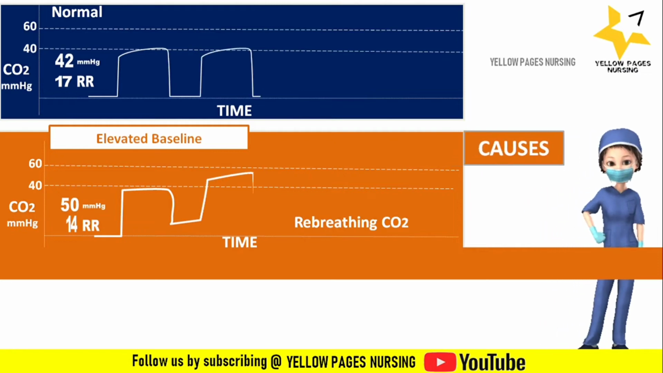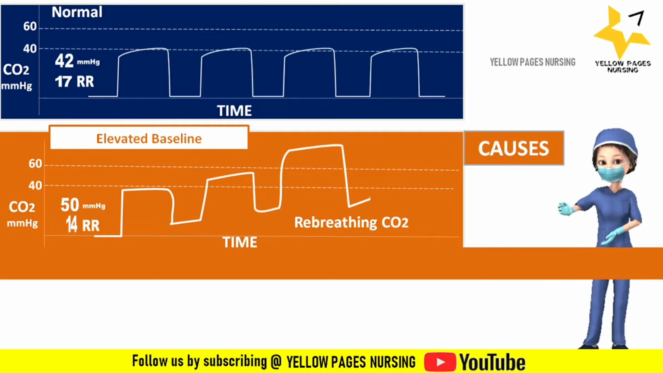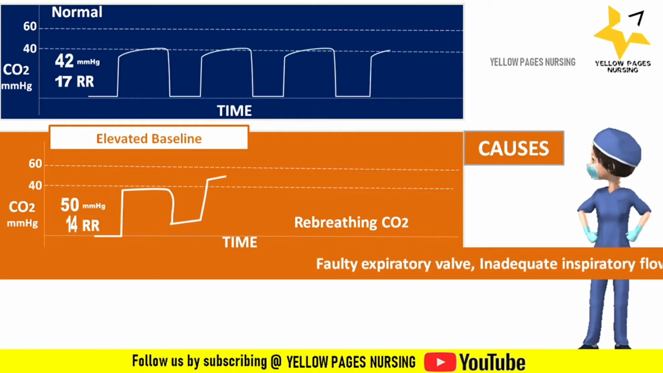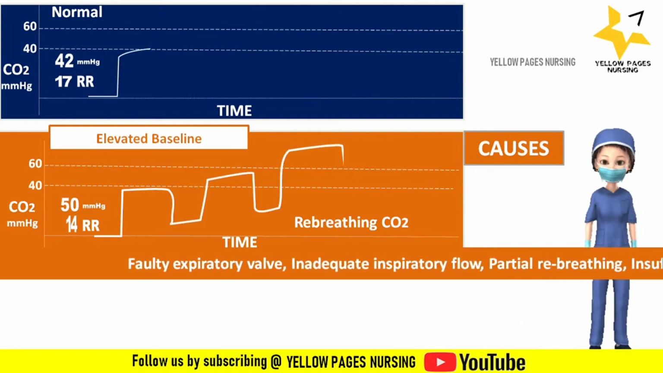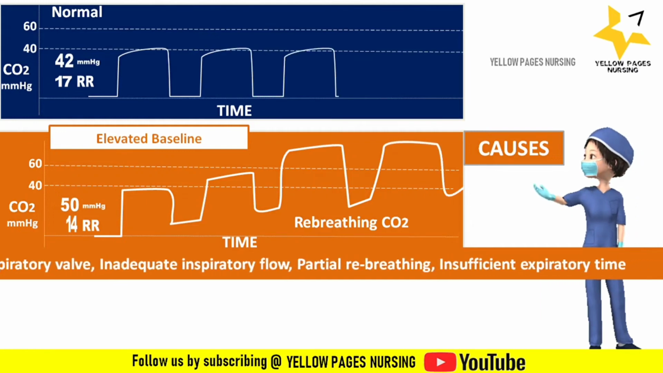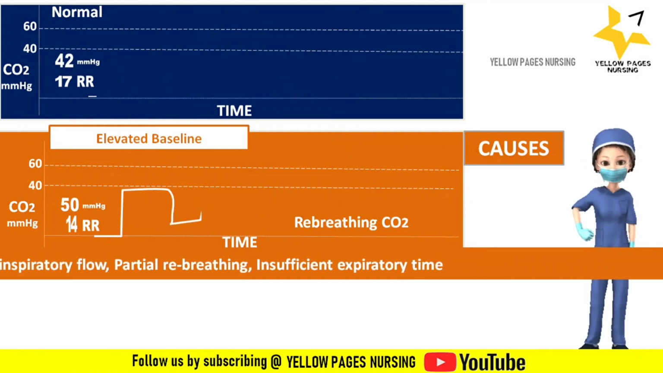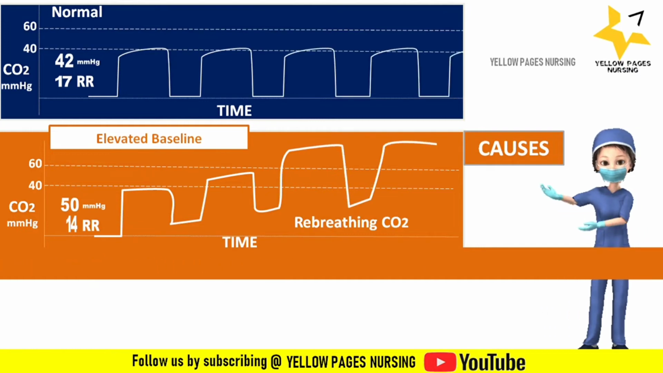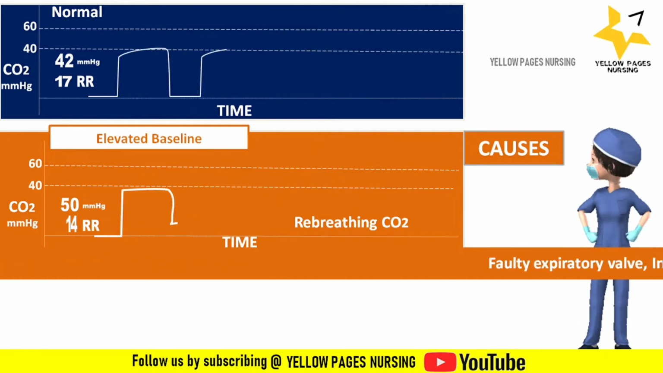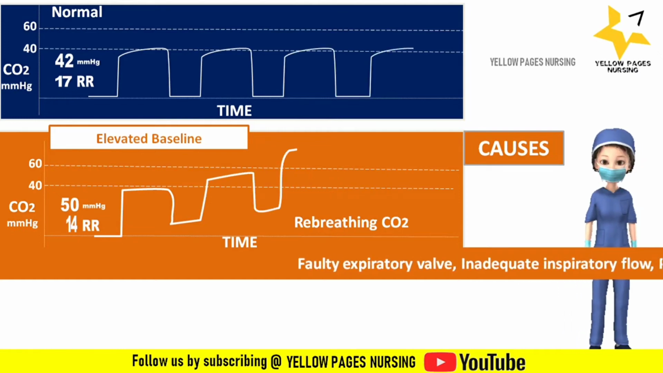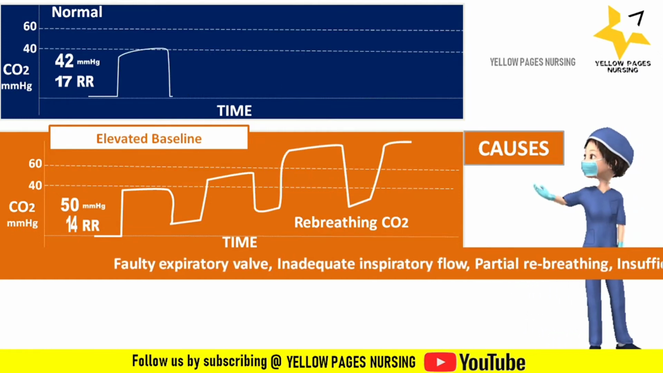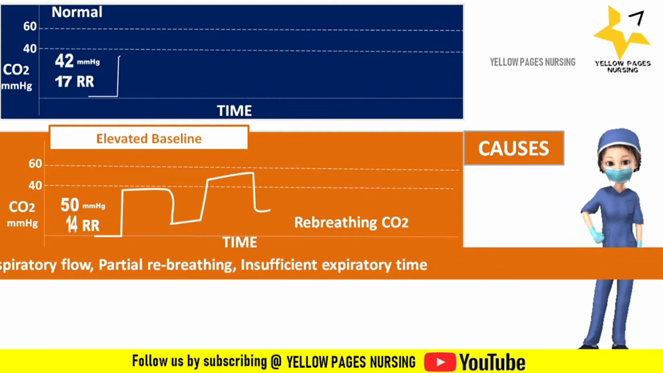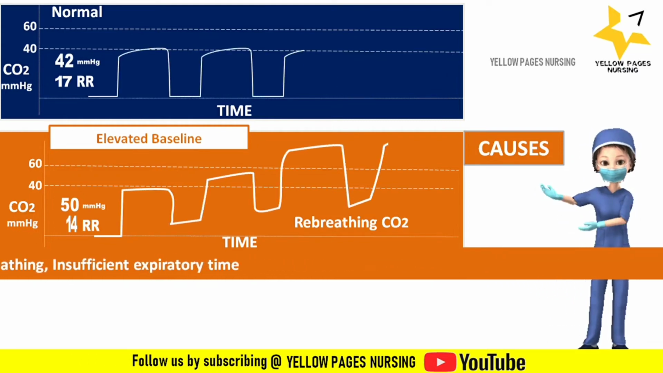Next comes waveform with elevated baseline. If we look at the waveform, there is elevation in the baseline, which indicates incomplete inhalation or exhalation. Carbon dioxide does not get completely washed out on inhalation. The possible causes are faulty expiratory valve, inadequate inspiratory flow, partial rebreathing, insufficient expiratory time, and rebreathing carbon dioxide due to fault in the ventilator circuit, etc.